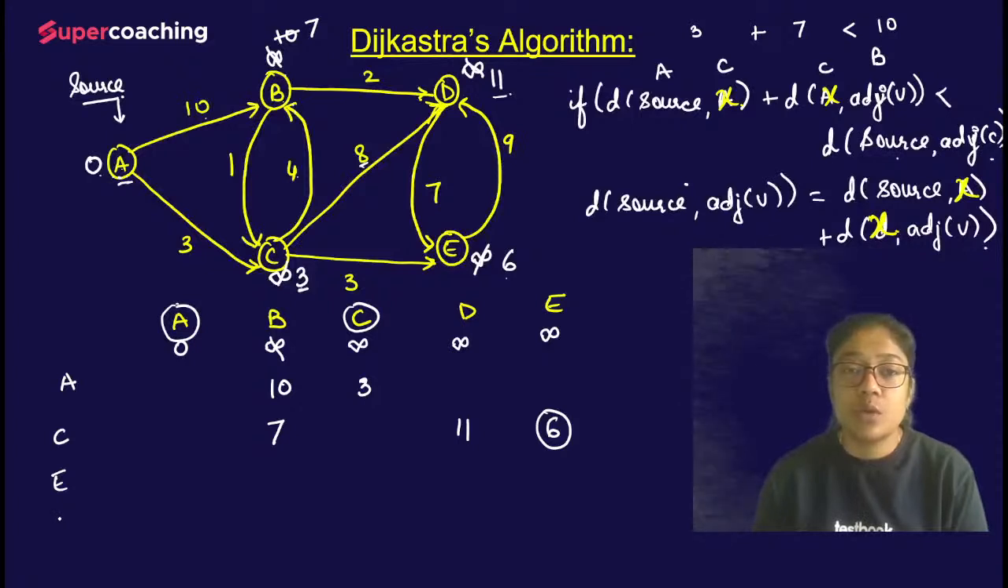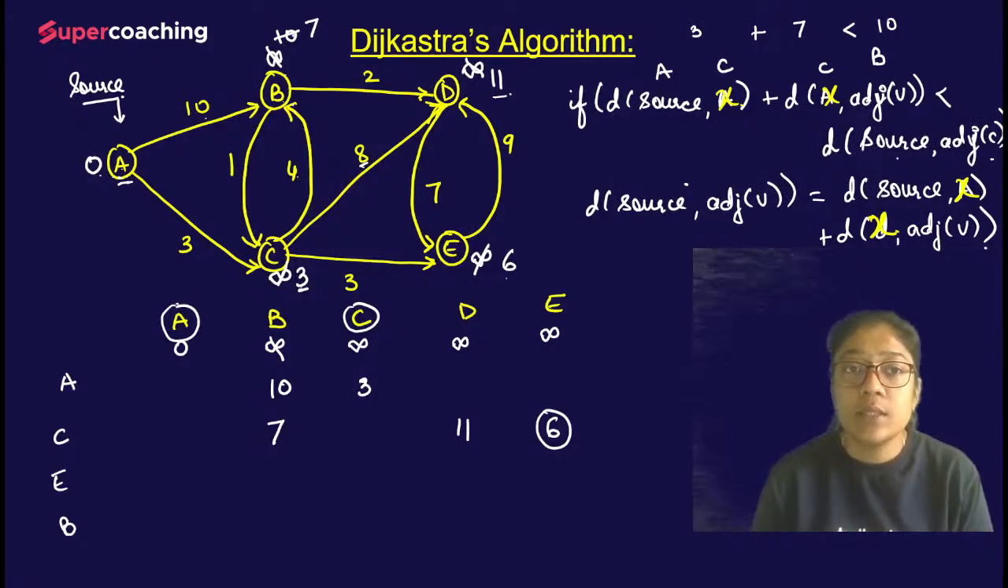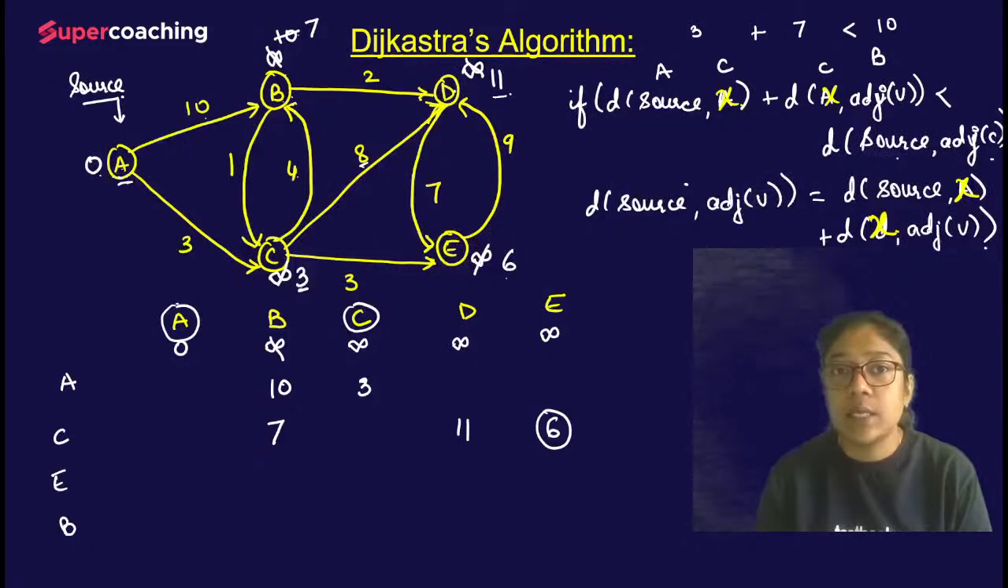Then next comes the minimum value, that is for B. That is shortest path is 7 to B. So B is deleted next. And after that B is adjacent to D. That is 7 plus 2 is 9. So this value gets updated to 9 by B. After that D will be taken.